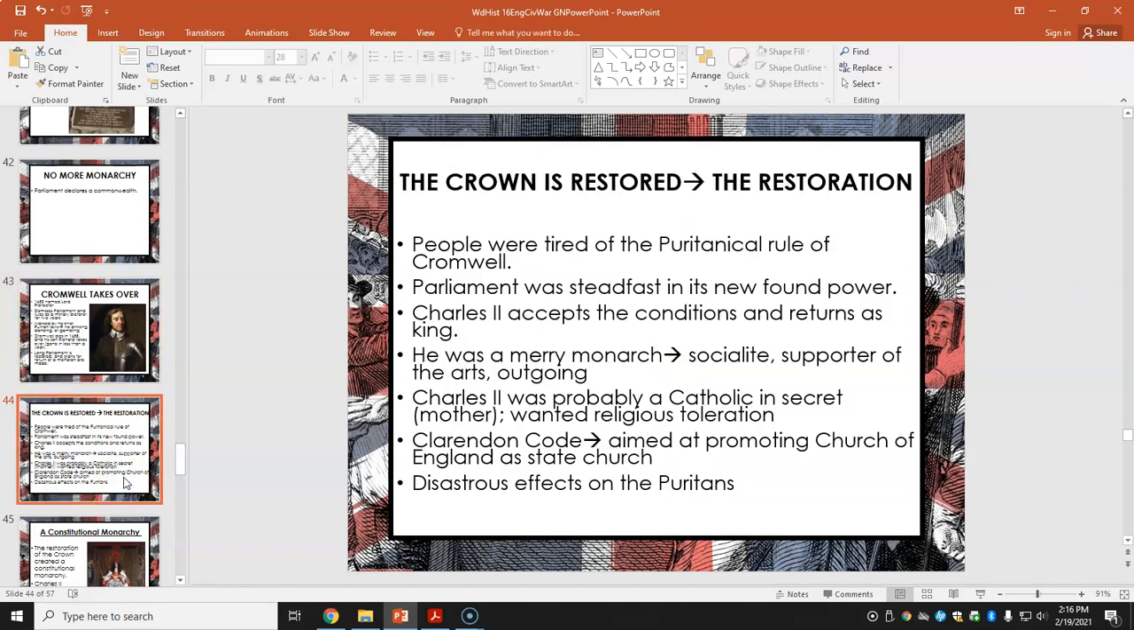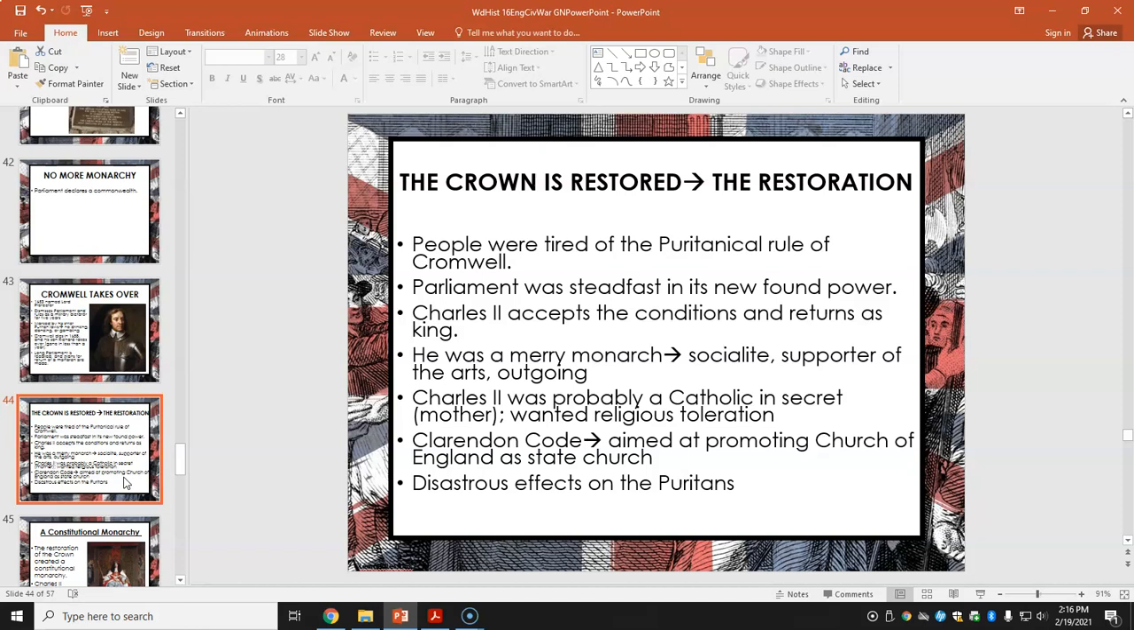Remember, Hobbes actually was for a monarchy. So at this point, the crown is restored. This is known as the Restoration. People were tired of the puritanical rule of Cromwell, so they decided they didn't like Catholicism. Church of England was okay, but we think Puritan is way too far. We don't want to do that.